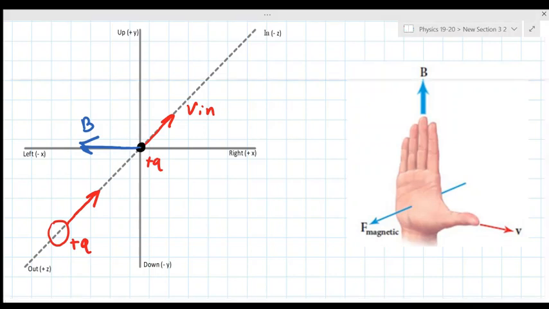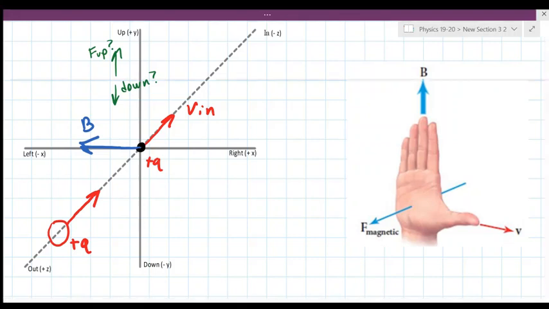So the only two options here are up or down. The force has to be on a different axis than B or V. B is on the X axis, V is on the Z axis, so the force has to be on the Y axis. The only question is, is it up or is it down? And the right-hand rule will help us to figure that out.